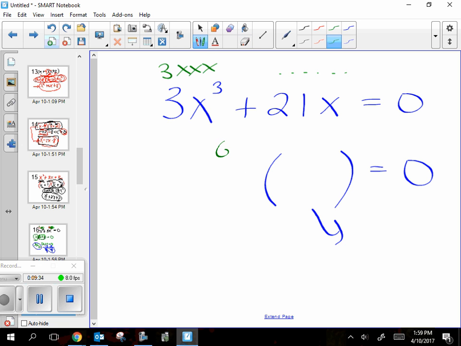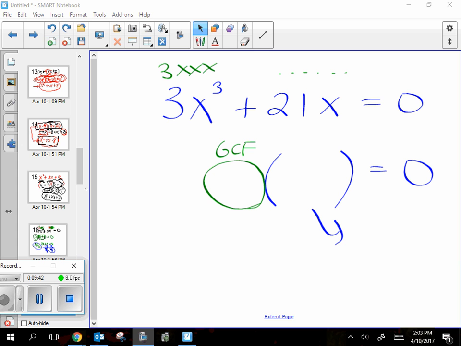This is called the GCF. Greatest common factor goes right here. All right, I'm going to pause for a minute, and we'll walk around, and we'll check and see if you're doing this right. Okay, it didn't get around to everybody, but we got to almost everybody.